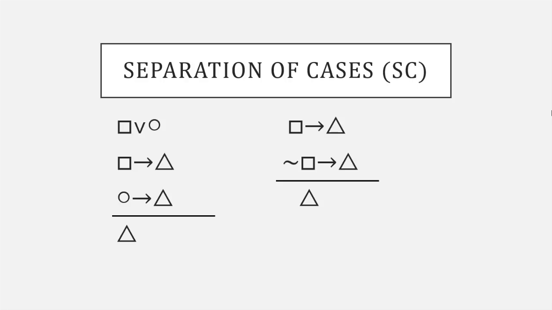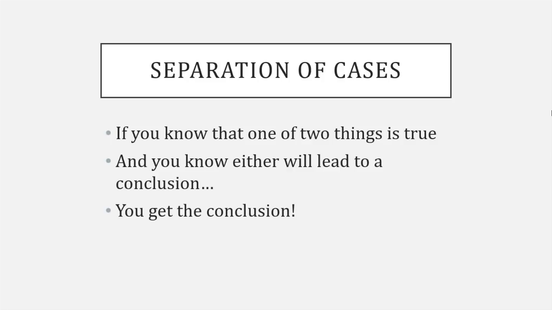Yeah? And similarly, if you know something leads to triangle, and the opposite of it also leads to triangle, then you've got triangle. Right? Now, using the rules we have so far, you can't get directly there. So separation of cases is not something that you can do in one step currently, but we can do it in a few steps. So I'll show you. But just again, in natural language, if you know that one of two things is true, and you know that either will lead to the conclusion, you get the conclusion, right?